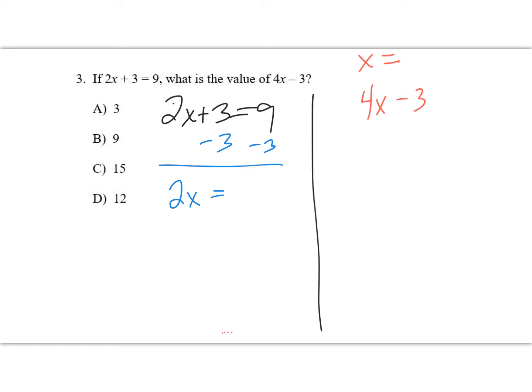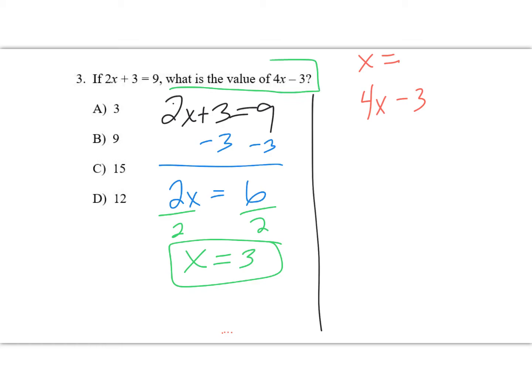2x is equal to 6. Divide by 2's. x is now equal to 3. Wonderful, I know what x is. But that's not what we're looking for. But notice how they have 3 as an answer because they're trying to fool you. They want you to say, well, I see 3, I got 3, so that should be my answer. It's not. They want you to take that x value and now put it into this nightmare.